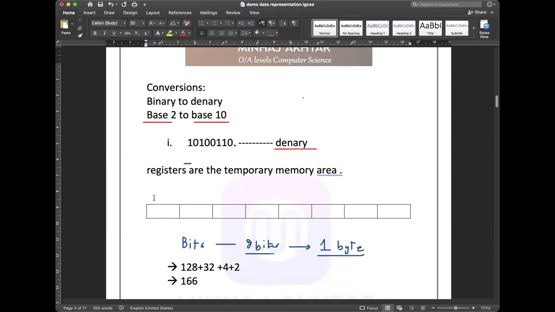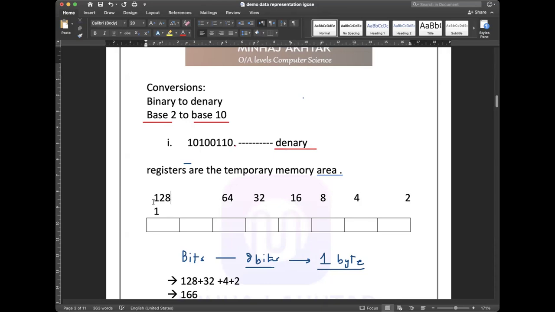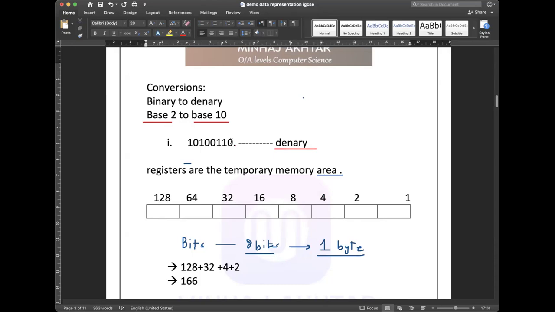Like I have drawn the 8 boxes. I need to label it with the help of some numbers. So the first box is called 1. The next box is called 2. The next box is called 4. Then 8, 16, 32, then 64, and then 128.